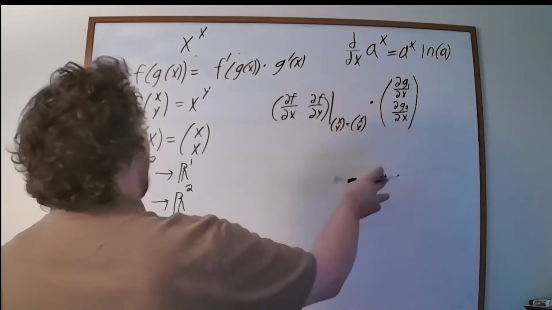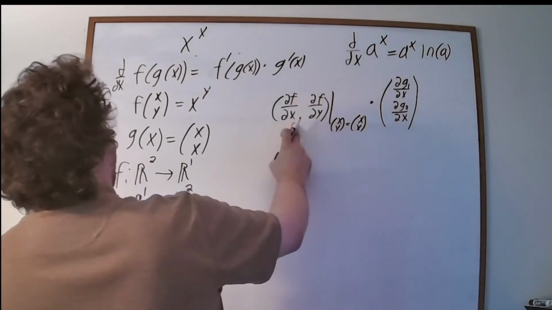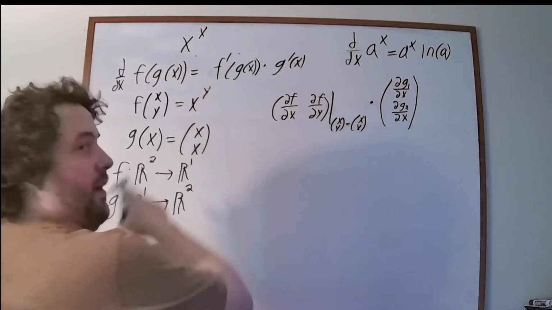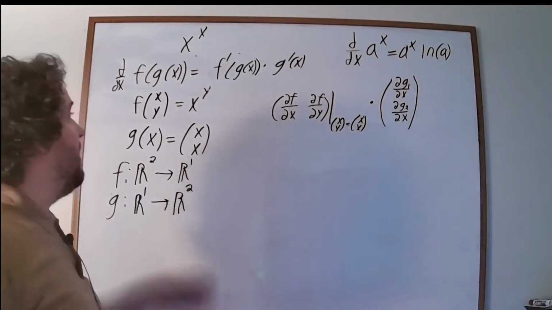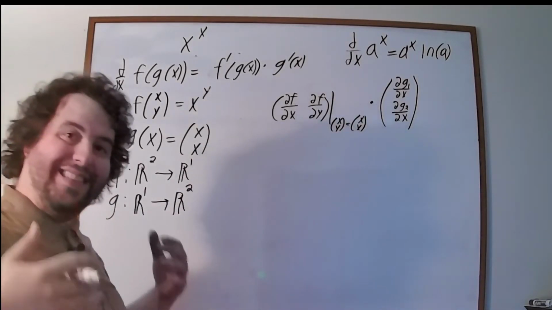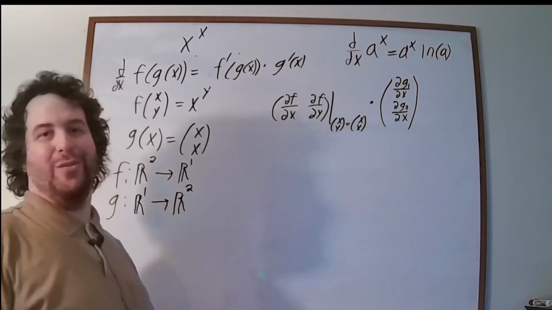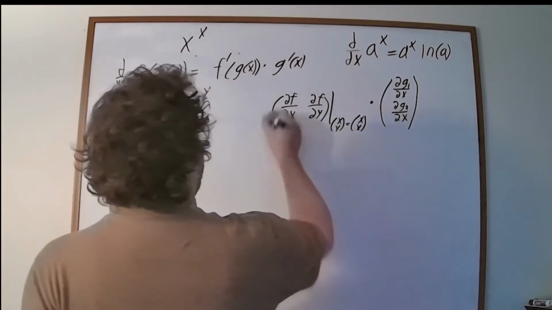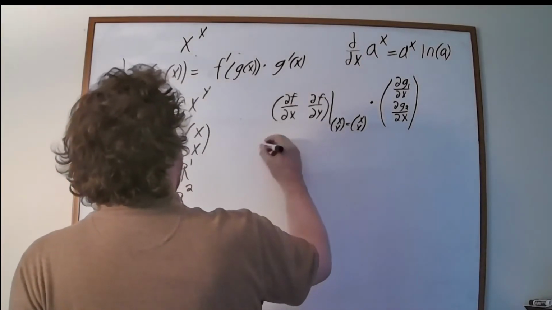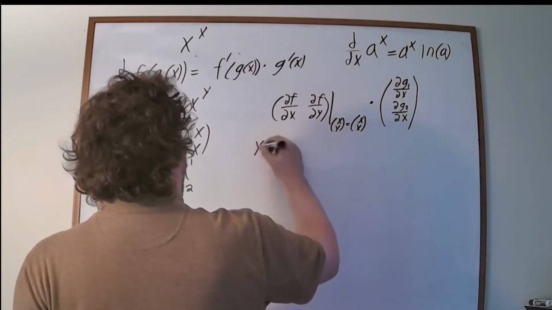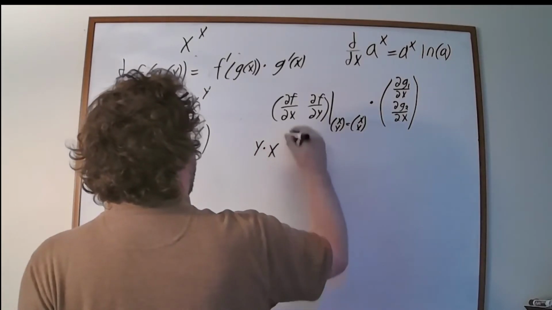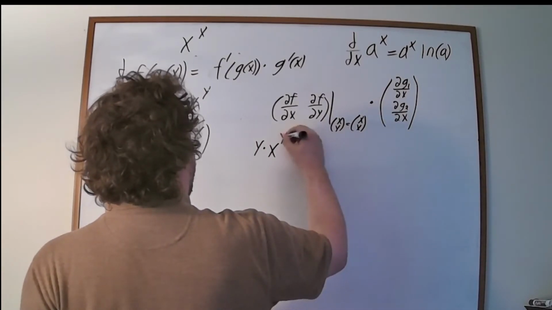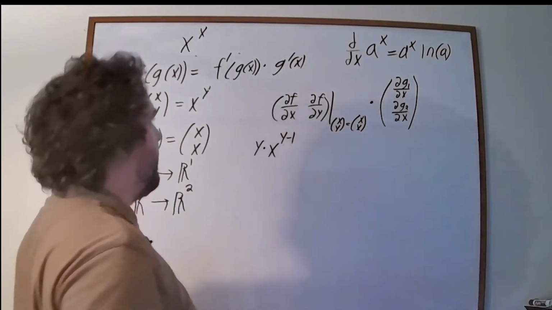So let's actually evaluate these things. Partial f partial x, that's going to be the derivative of x to the power of y, treating y as a constant. Well, now we can actually use the power rule because we're treating y as a constant. So this is actually going to be y times x to the y minus 1.